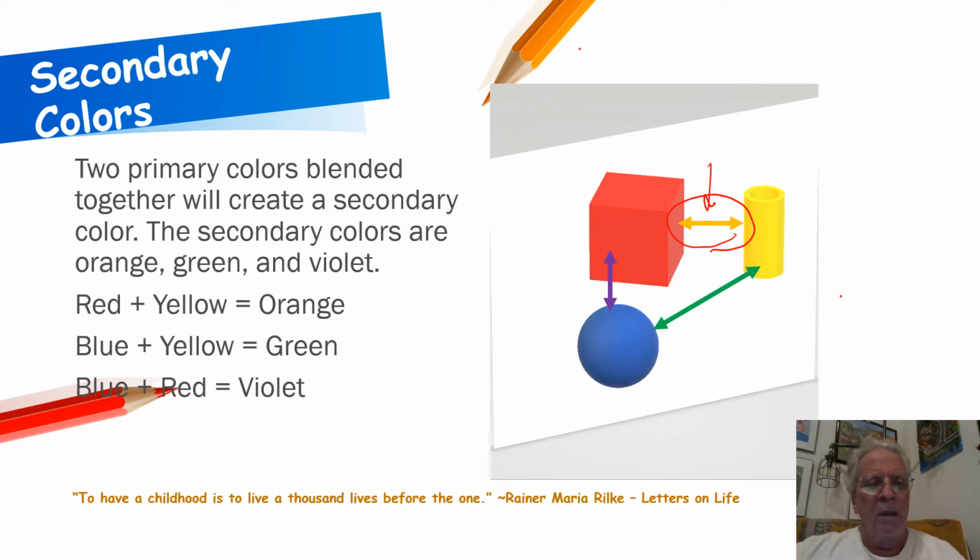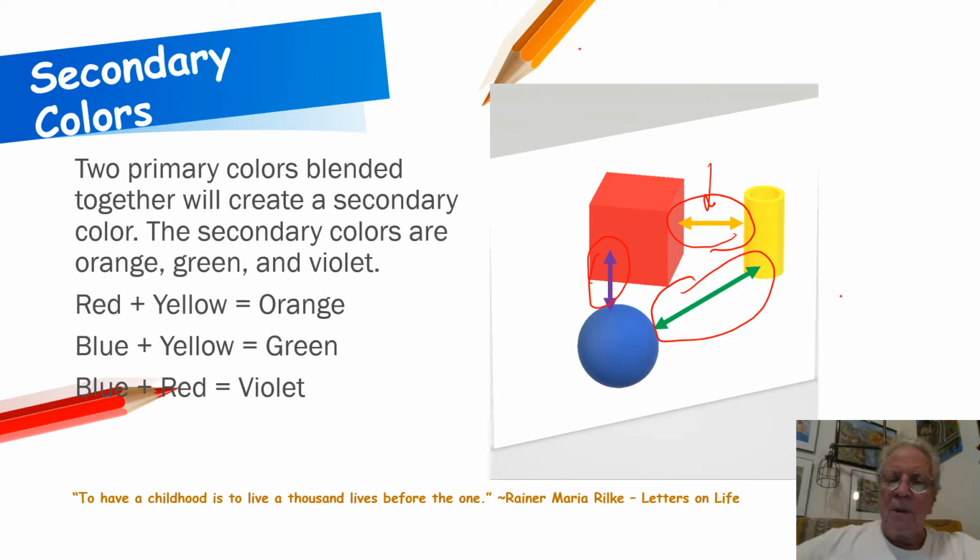Now, blue and yellow makes what? Blue, yellow. We have a green arrow. And then we have blue and red. And that gives us a violet color. Blue, red, and there's our violet. So in order to come up with the secondary colors, remember, those are primary colors blended together.